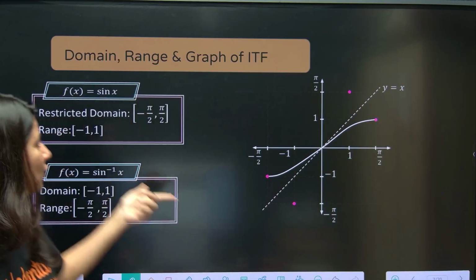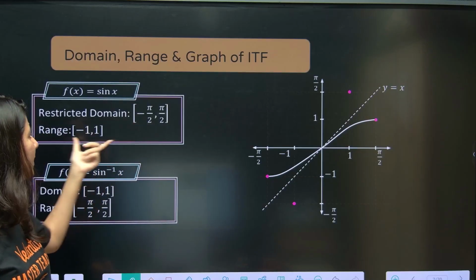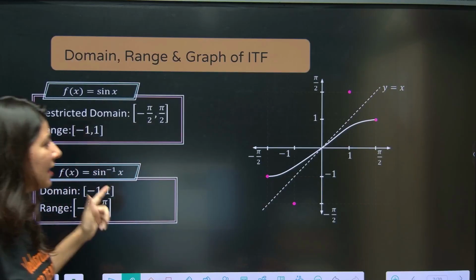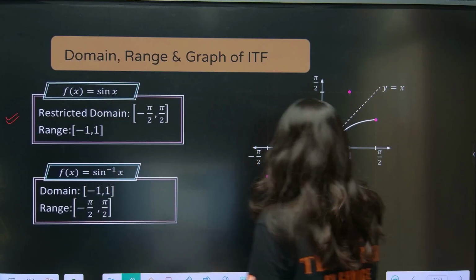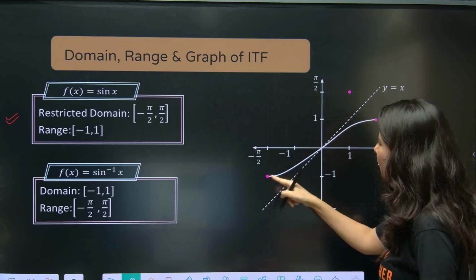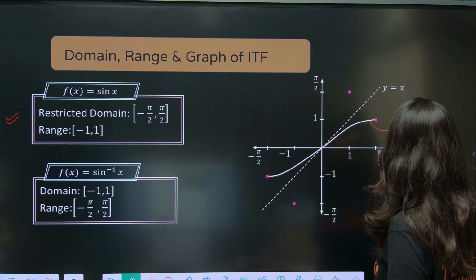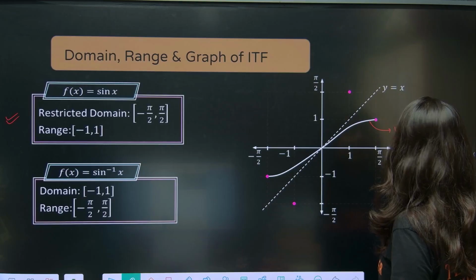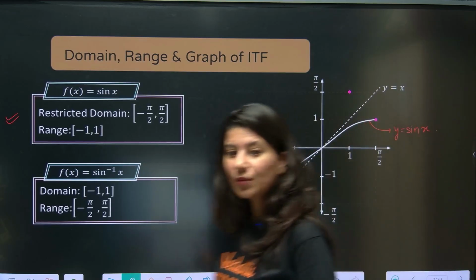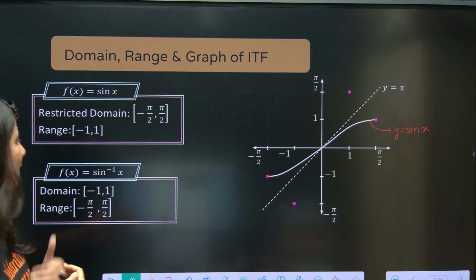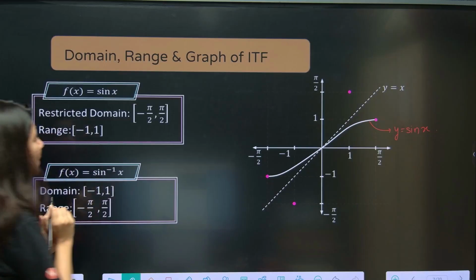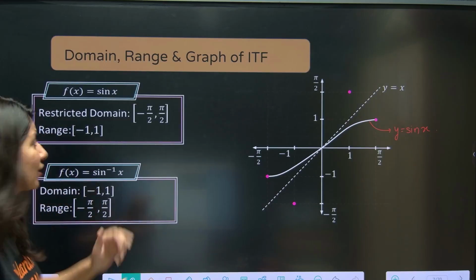So restricted domain you can see minus pi by 2 to pi by 2, and range is -1 to 1. This over here you can see is the graph of y is equal to sin x. Now what do you want? You want inverse. So now inverse is f of x is equal to sin inverse x.